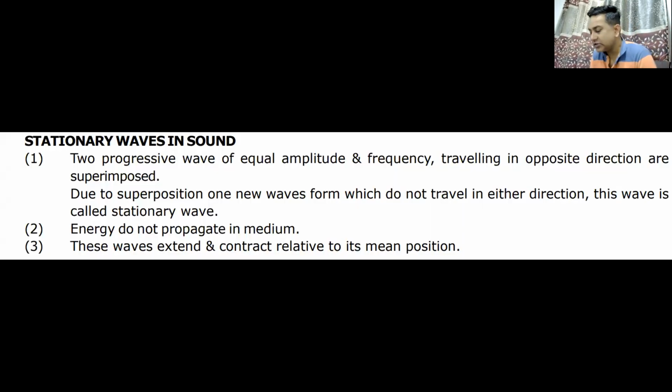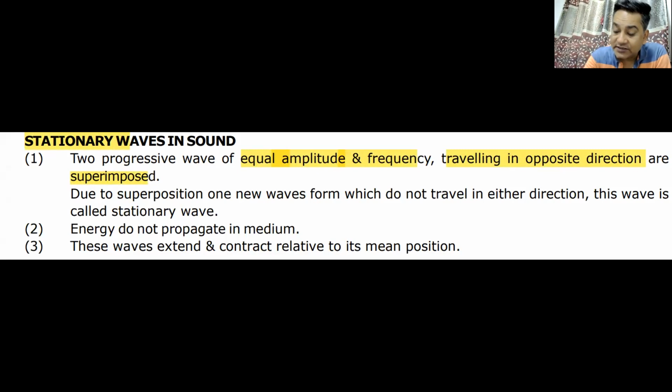Well then, as soon as we are done with reflection, now we will be doing superposition of two waves of equal amplitude and frequency, but traveling in the opposite direction. So two waves of equal frequency and amplitude, but traveling in the opposite direction. When they are superimposed, what happens is a stationary wave. We have already seen that.